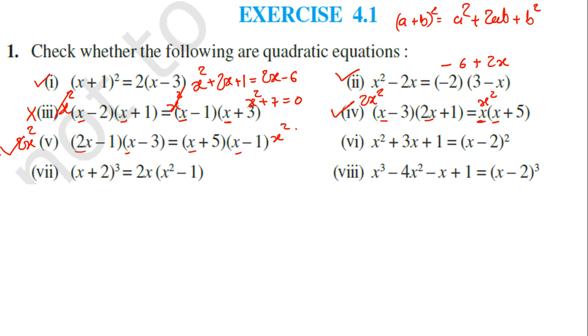Okay, and here x square, and if you simplify this thing, x minus 2 all square, so here it will come x square minus 4x plus 4. So this x square and this x square will cut. So this is not a quadratic equation. Okay. Is it clear? So like this only everywhere you can apply.